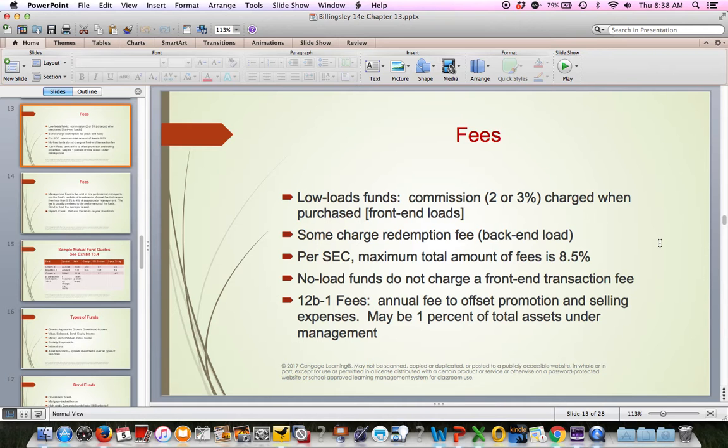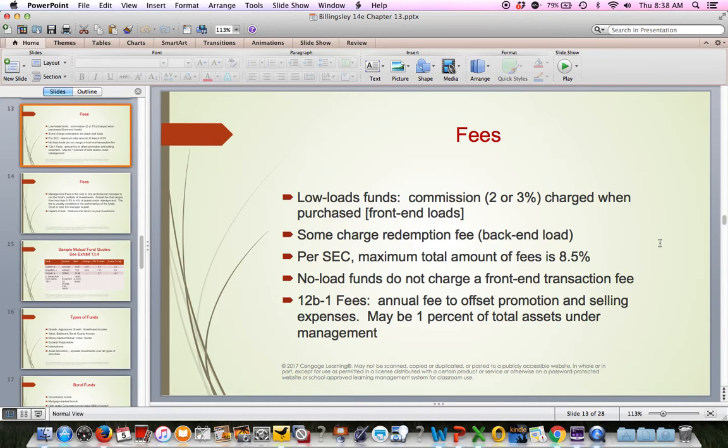The SEC puts regulations on mutual funds. Clearly part of their mission is to protect investors in terms of disclosures and regulation, how much can be charged for commissions and whatnot. So the maximum fee is 8.5%. So clearly it's a very competitive market, and so you can easily find mutual funds that will charge you less than 8.5%. That's not hard to find.